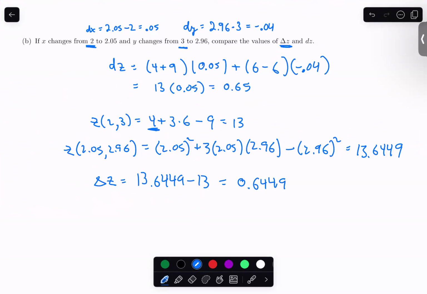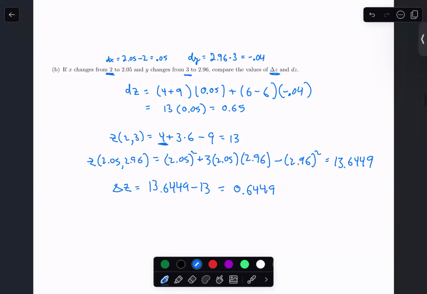So again, dz is an approximation of how much the function changed. It's much easier to calculate this, especially by hand, to get the 0.65 versus this 0.6449. So again, that's how much the function has changed. In comparison, if you were asking about the linearization, well, you are at a height of 13.6449. But if you ask how much did you change, that's the 0.6449.